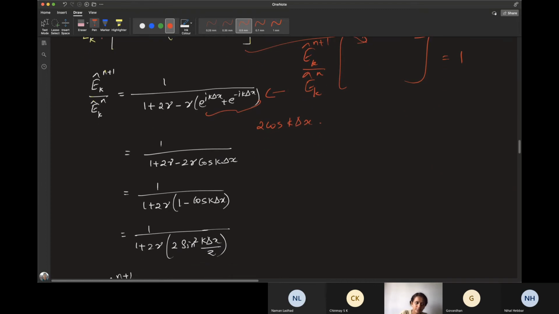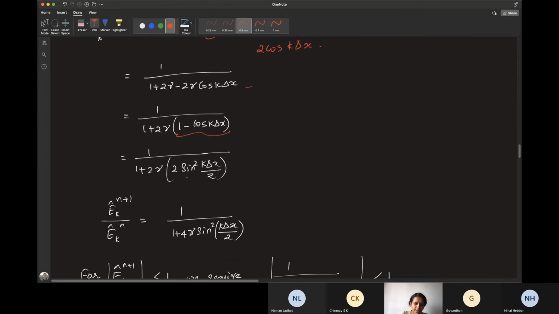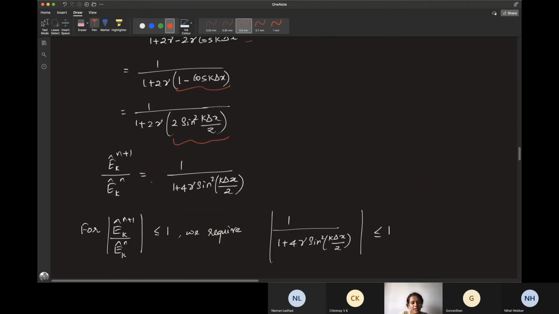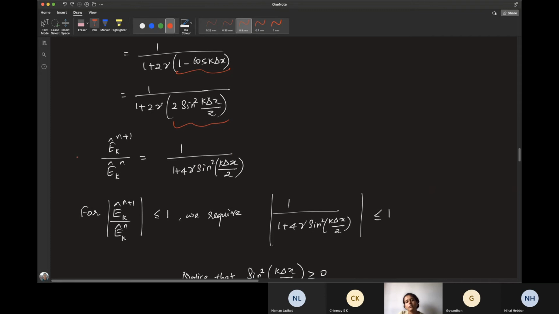We have written it here, and 1 minus cos k delta x will be written as 2 sin squared k delta x by 2. So now the amplitude ratio is obtained as such an expression. We have 1 over 1 plus something. So we have obtained the amplitude ratio. Now we want the modulus of the amplitude ratio to be less than or equal to 1 for stability. So for that we'll require the modulus of this quantity to be less than or equal to 1.